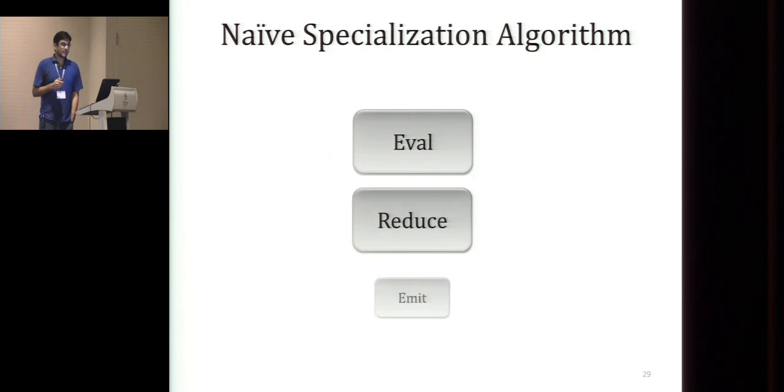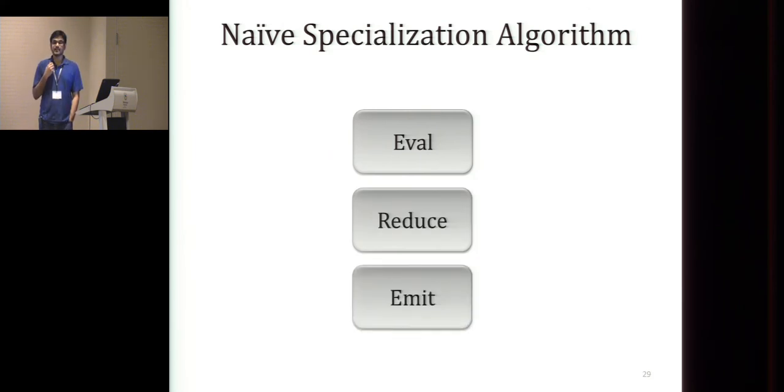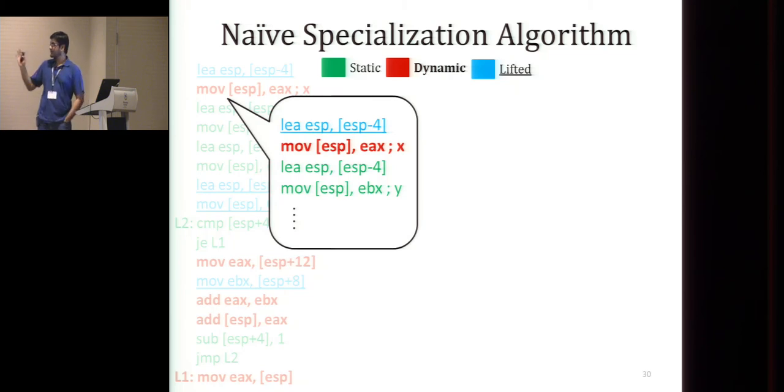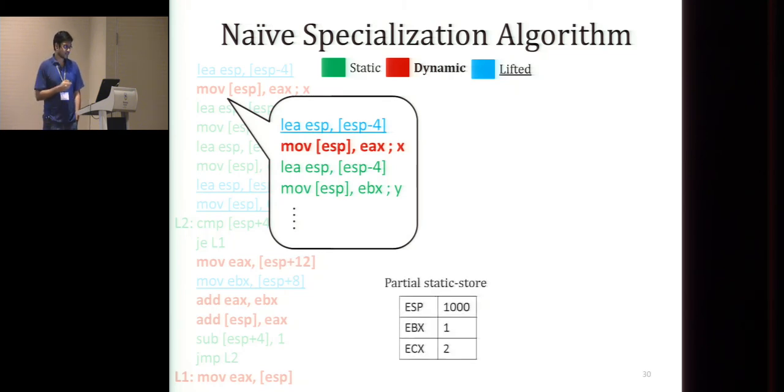All right, now that we have eval, reduce, and emit, we can build a naive specializer that works on machine code. So here's our example. Let me zoom into just the relevant portion of the binary for this walkthrough. And here's the initial store. The static input y is mapped to the value 1 in the register EBX, and input n is mapped to the value 2 in the register ECX. Now the specializer needs to be able to read and write values on the stack during specialization. So I've initialized ESP to a concrete address, say 1000.